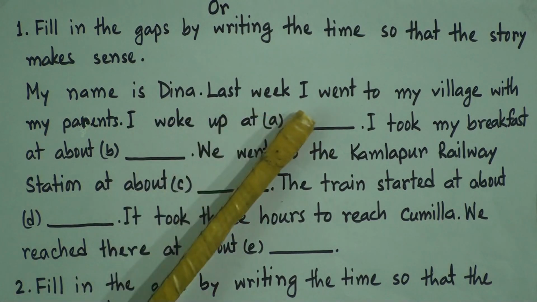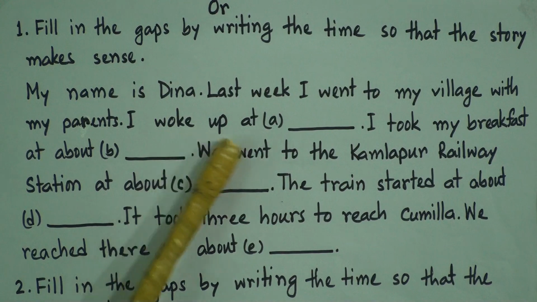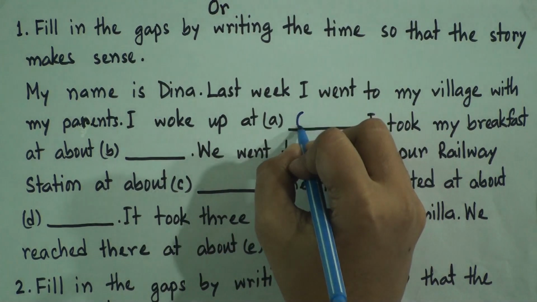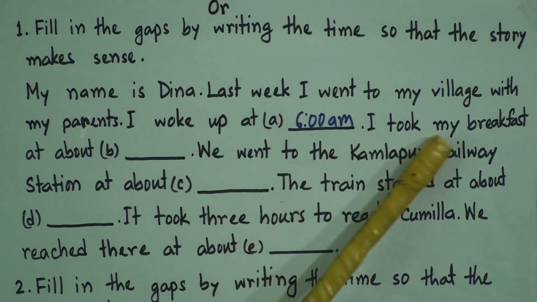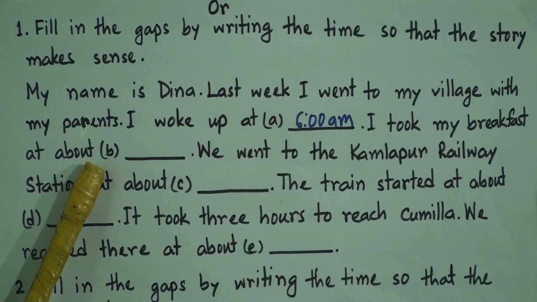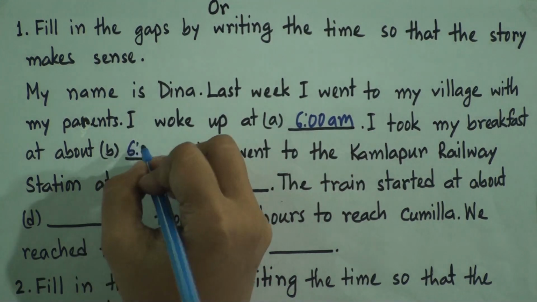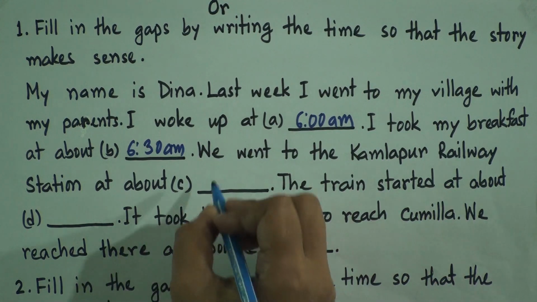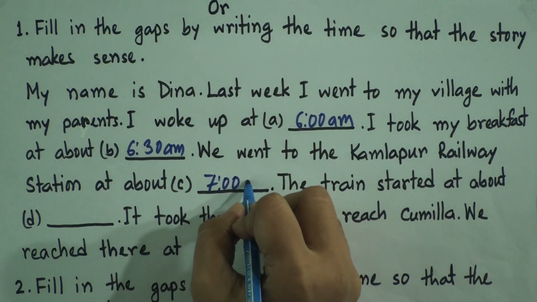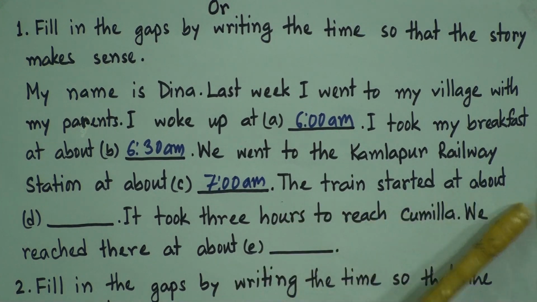My name is Dina. Last week I went to my village with my parents. I woke up at, suppose I woke up at 6 a.m. I took my breakfast at about, suppose I took my breakfast after half an hour, so I will write here at about 6:30 a.m. We went to the Kamrun railway station at about, so after taking my breakfast we will go to the Kamrun railway station, after half an hour, so it will be 7 a.m.